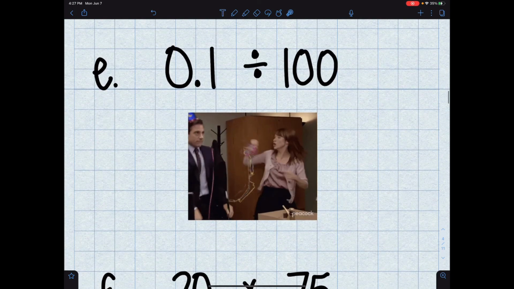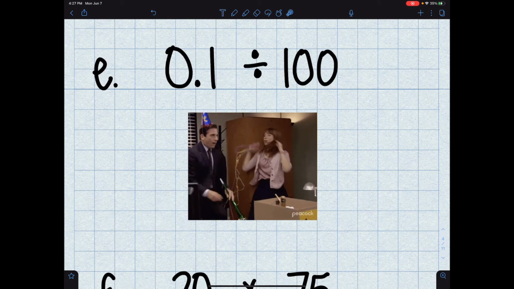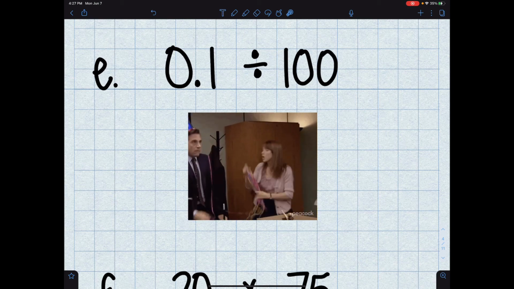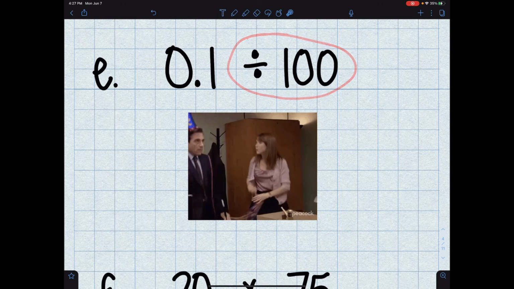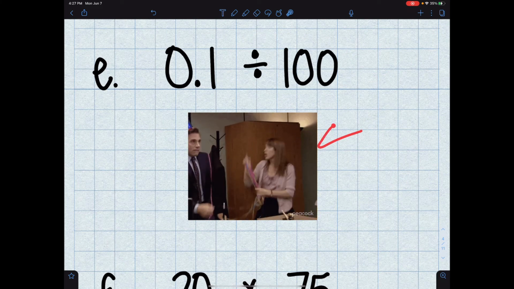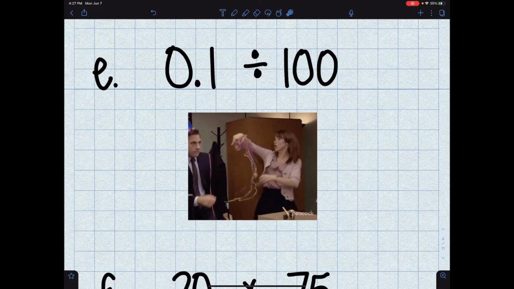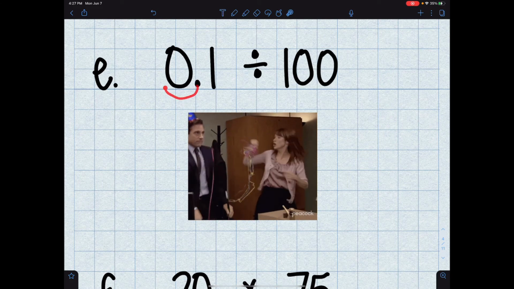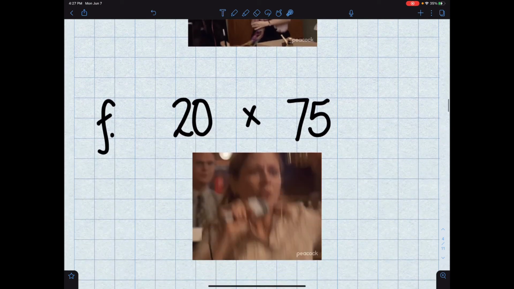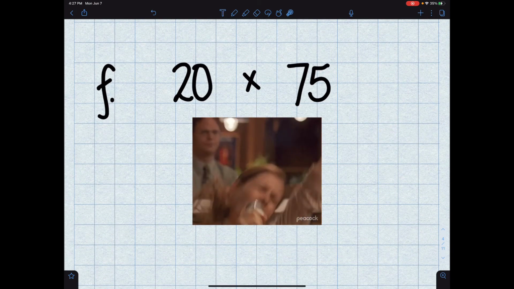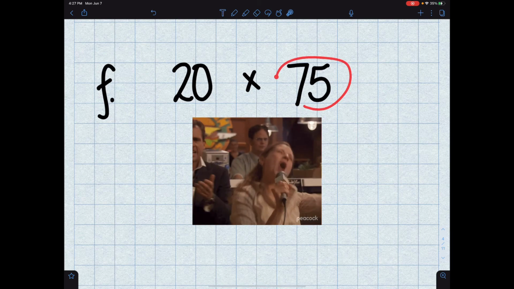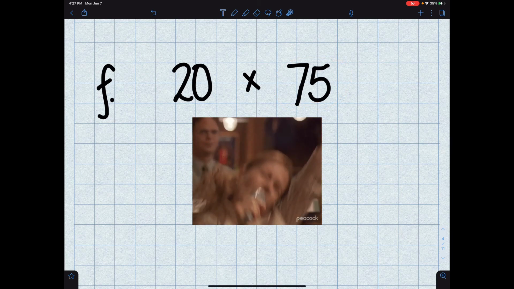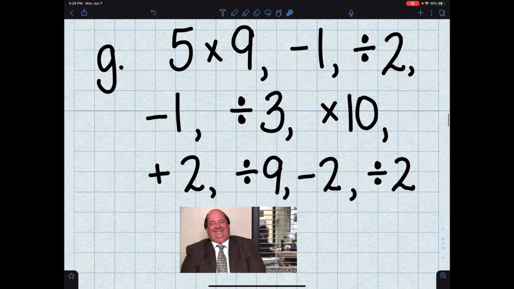Okay, E. What is 0.1 divided by 100? So when you see these problems divided by 100 or multiplied by 100, you should be celebrating like this because you know how to do those. This number is going to be smaller, right? Okay, F. What is 20 times 75? Okay. G, this is a long one. We're going to watch Kevin giggle while we do it, okay?